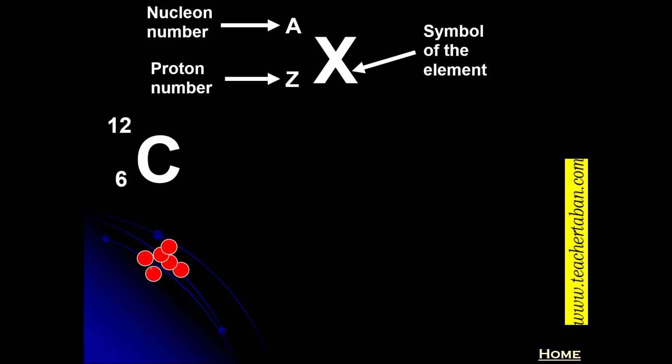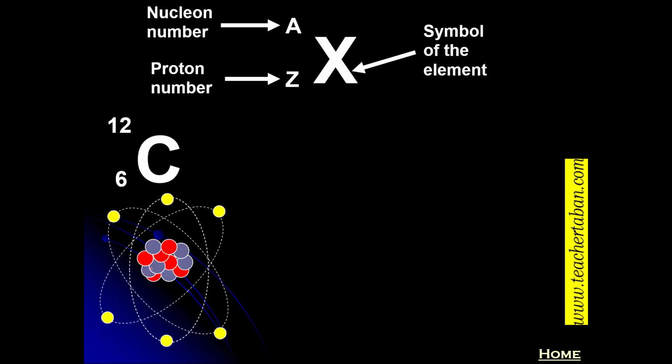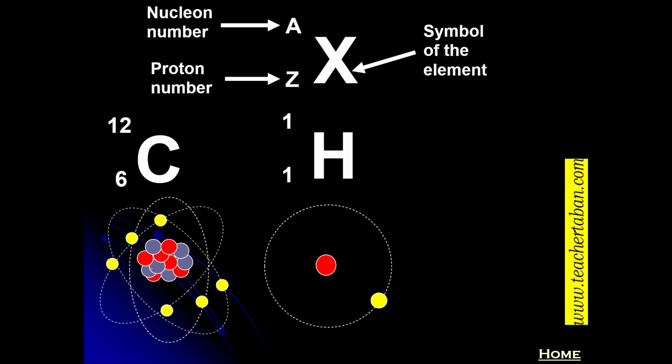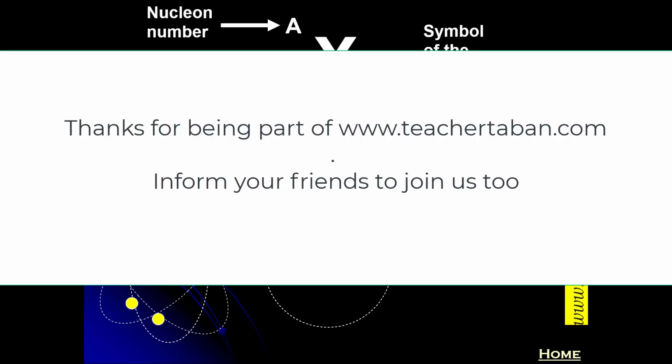So, an example is carbon-12. That is how it looks. Inside the nucleus, we have 6 protons. And can you guess the number of neutrons? 6. That is very good. Hydrogen has 1 proton inside the nucleus. Can you guess its number of neutrons? 0. Very good. Just use the equation capital A is equal to Z plus N.